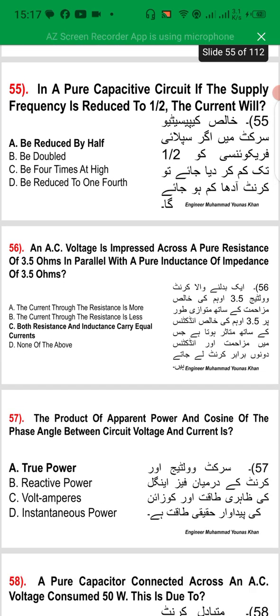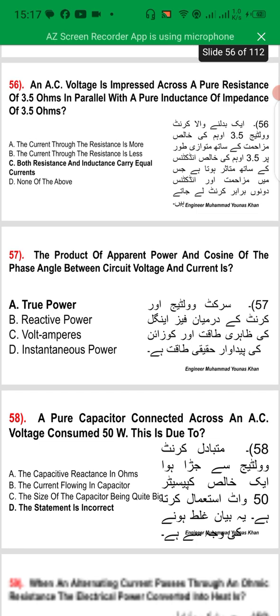In a pure capacitive circuit, if the supply frequency is reduced to one half, the current will be reduced by half. In an AC circuit, an AC voltage is impressed across a pure resistance of 3.5 ohm in parallel with a pure inductance of impedance 3.5 ohm. Both resistance and inductance carry equal current.